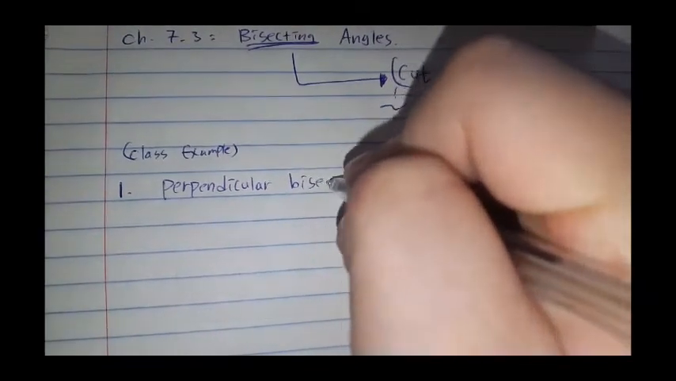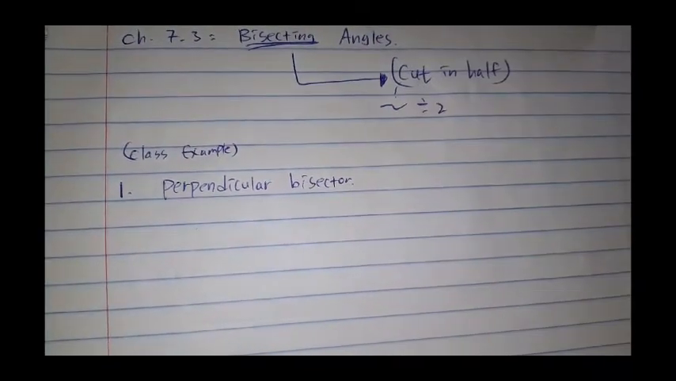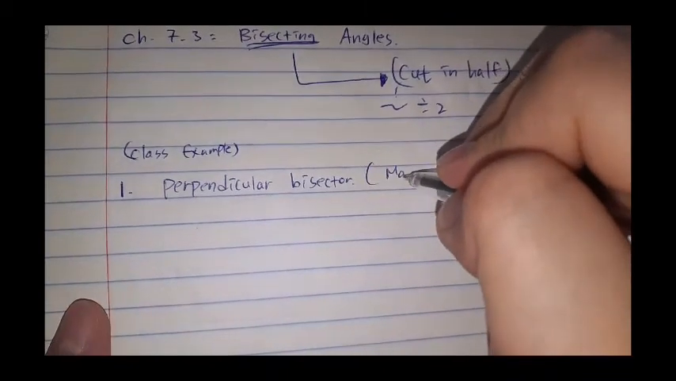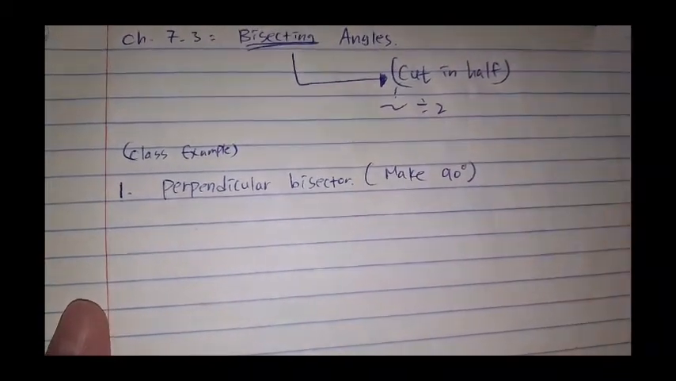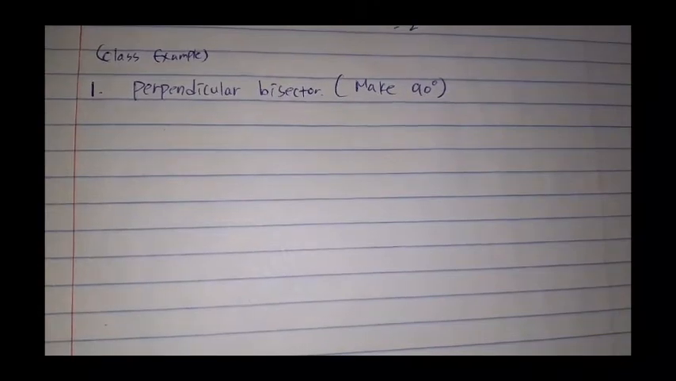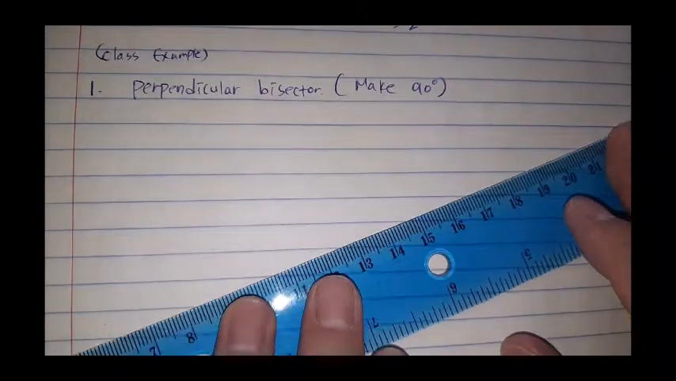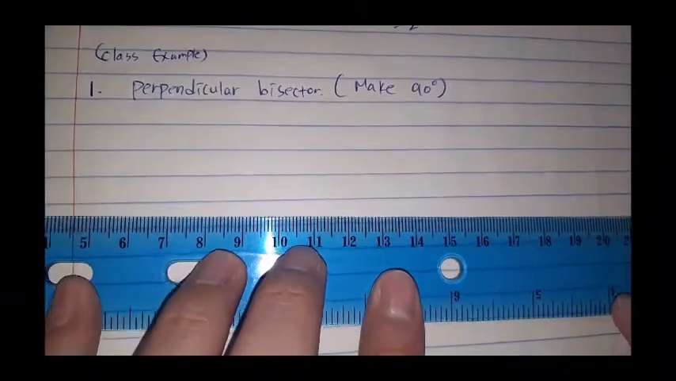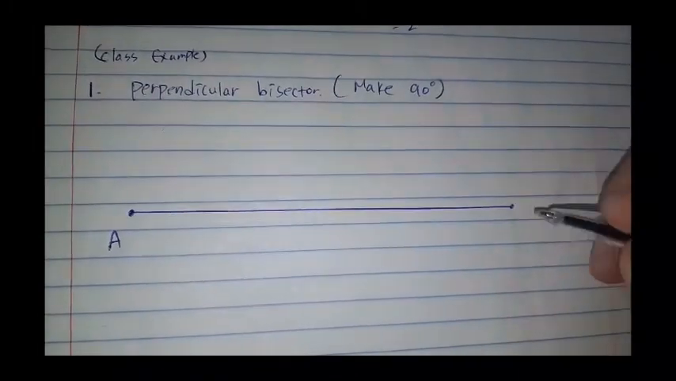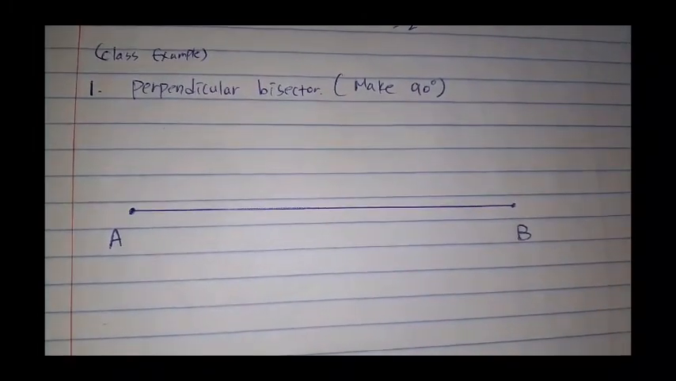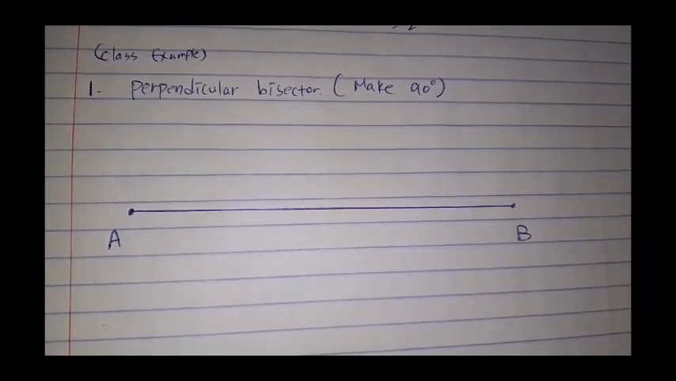The first skill that we are going to learn is the perpendicular bisector. That means we are going to make 90 degrees. How can we make that? Well, first thing first, I want you to create any line. I'm going to use a horizontal line for the first. I'm gonna call these dots A, B, so we know that line is created A and B.